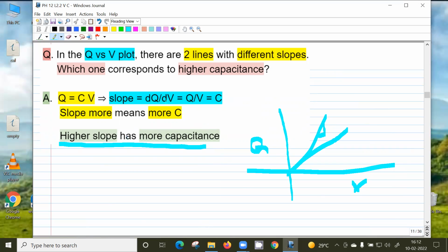Okay, but instead of plotting Q and V like this, if V is here and Q is here, then what does the slope correspond to? 1 by C. Yeah.